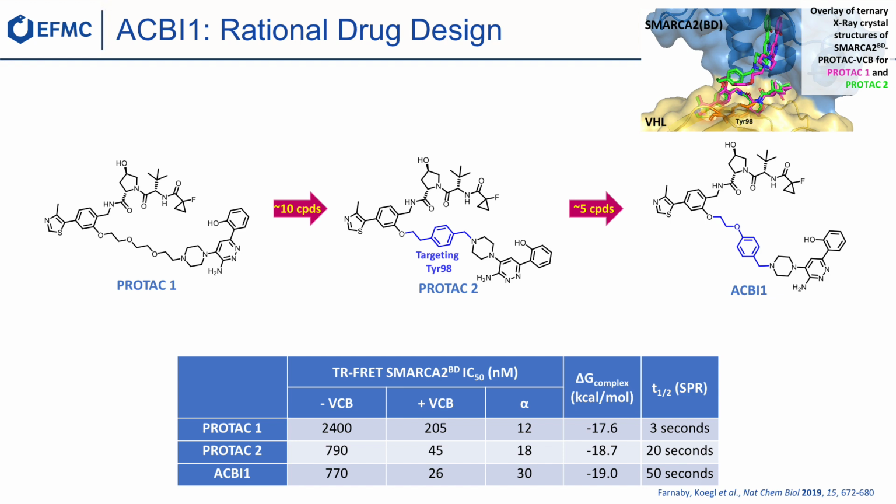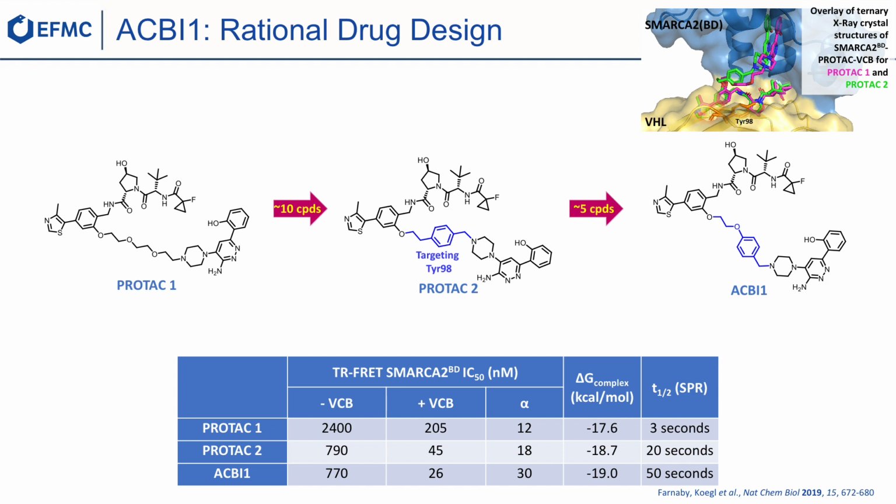As we see in the table, PROTAC1 exhibits moderate binary affinity towards the protein of interest, but positive cooperativity, or alpha, helps this have excellent ternary affinity, as shown in the plus BCB column. The compound also shows modest ternary stability, as shown by the delta G and half-life of the ternary complex.